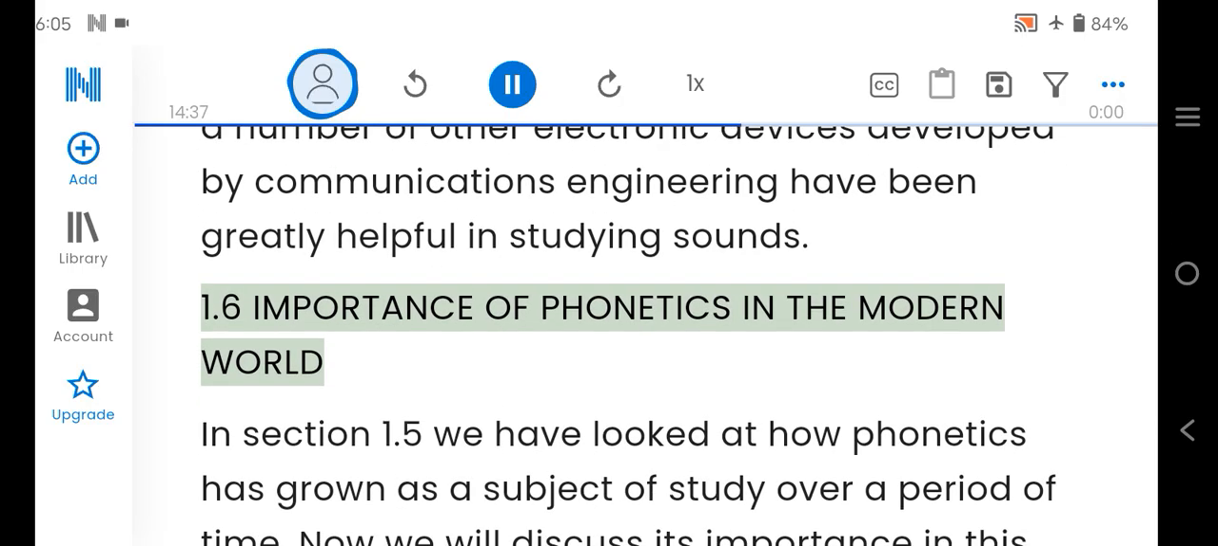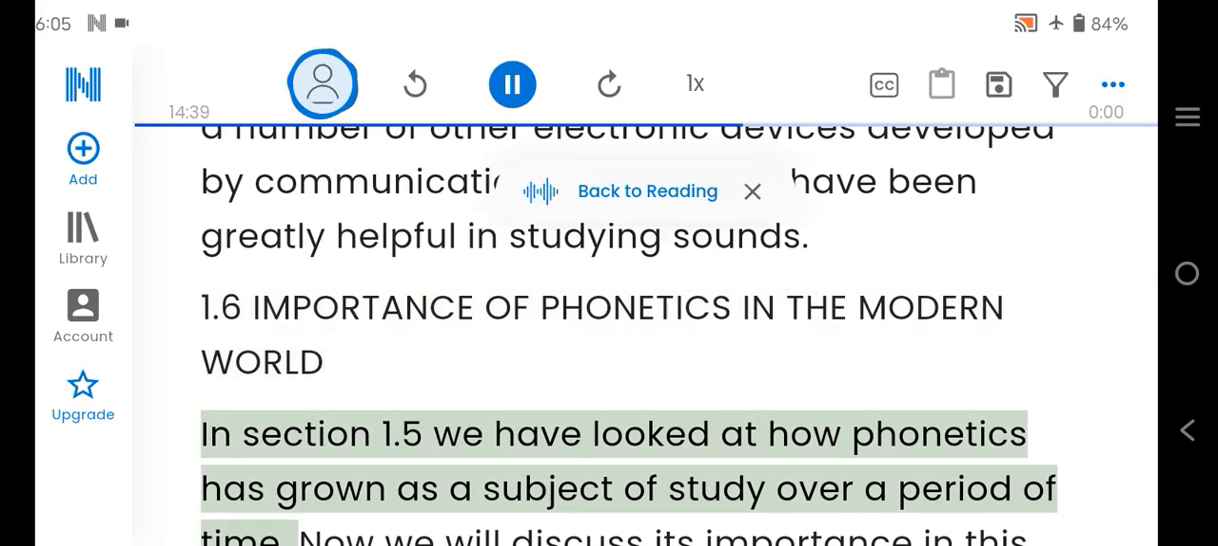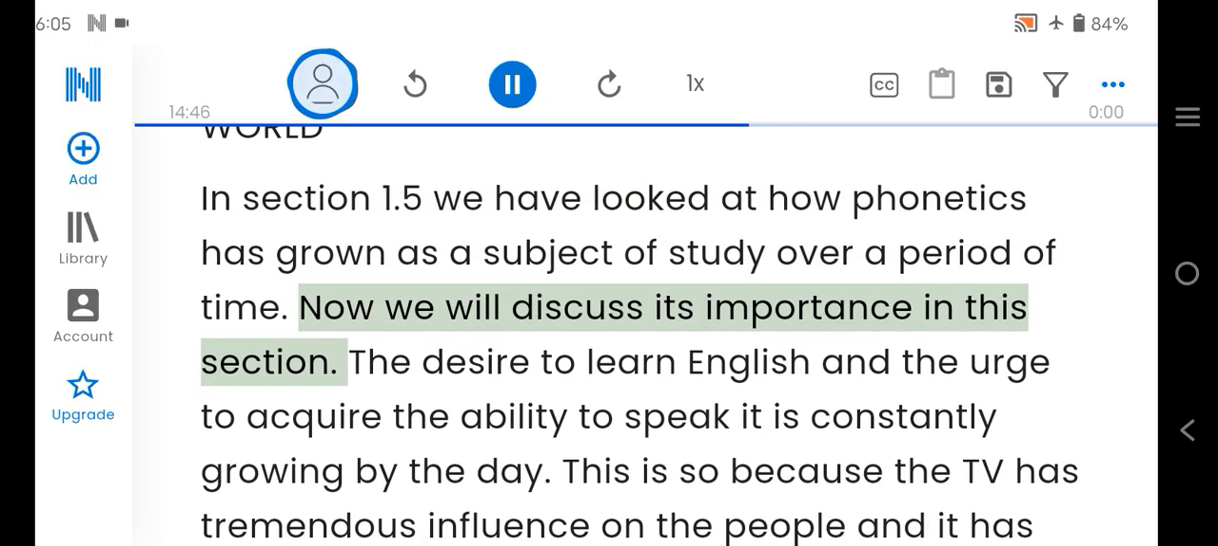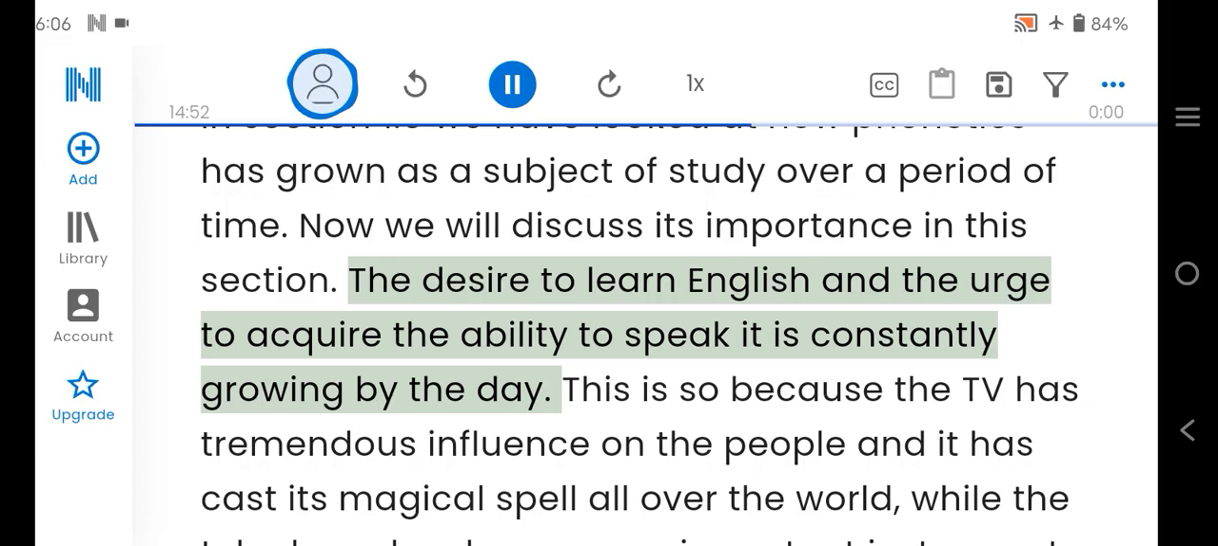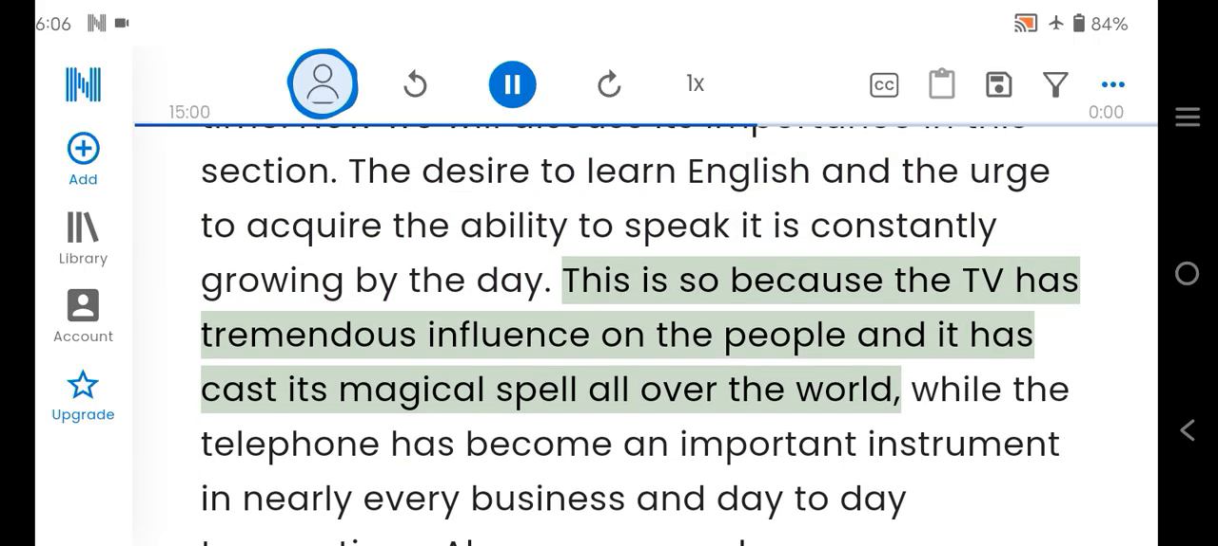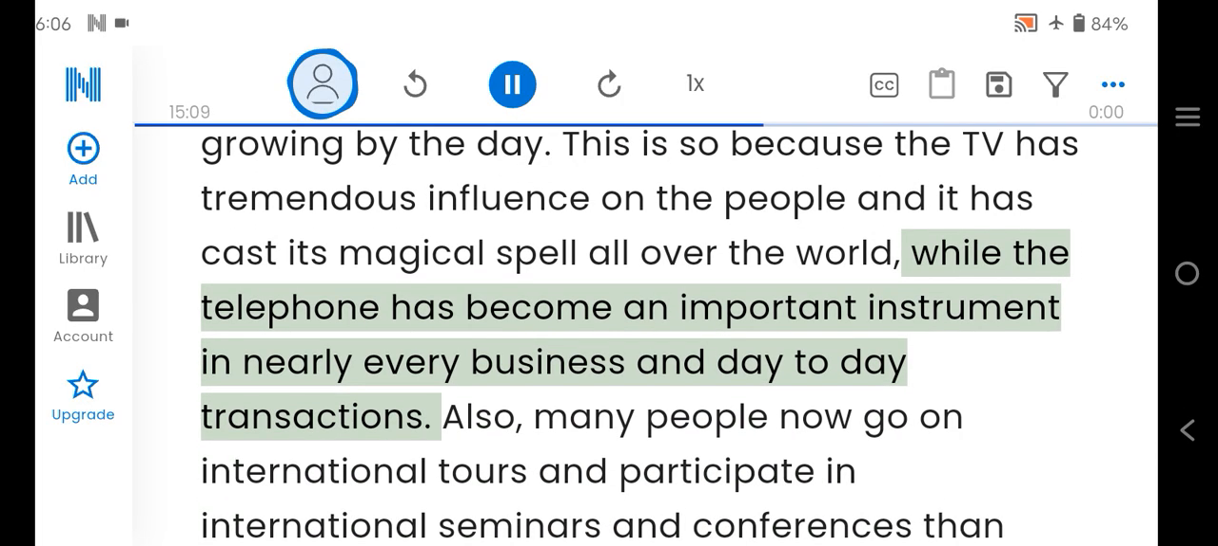1.6 Importance of phonetics in the modern world. In section 1.5 we have looked at how phonetics has grown as a subject of study over a period of time. Now we will discuss its importance in this section. The desire to learn English and the urge to acquire the ability to speak it is constantly growing by the day. This is so because the TV has tremendous influence on the people, and it has cast its magical spell all over the world, while the telephone has become an important instrument in nearly every business and day-to-day transactions.